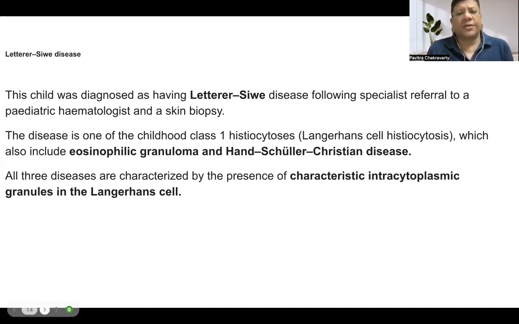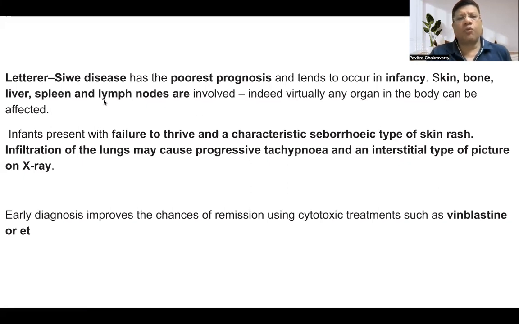So it is Letterer-Siwe. This child has class 1 histiocytosis, Langerhans cell histiocytosis, which actually has 3 types: eosinophilic granuloma, Letterer-Siwe disease and Hand-Schüller-Christian disease. They are all characterized by characteristic intracytoplasmic granules in Langerhans cells. I didn't get a chance to get the picture, but you have seen what a Langerhans cell looks like. So this is the basic thing. Let us read. It has a poor prognosis and occurs in infancy. Skin, bone, liver, spleen and lymph nodes are all involved.